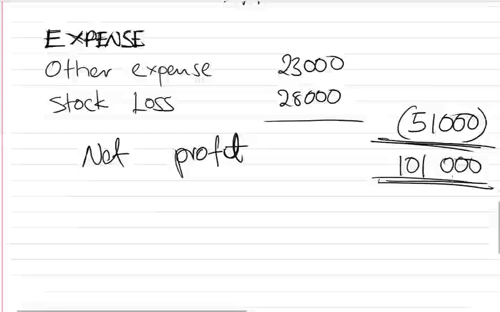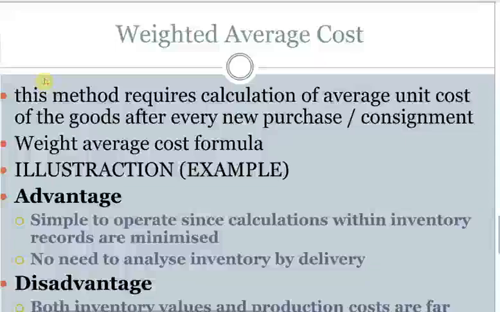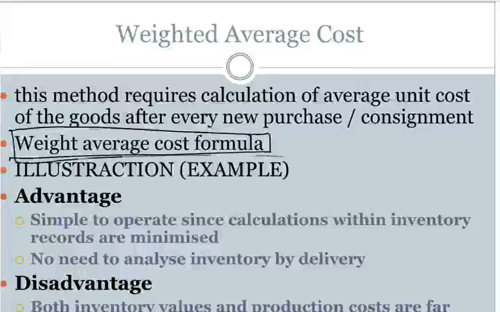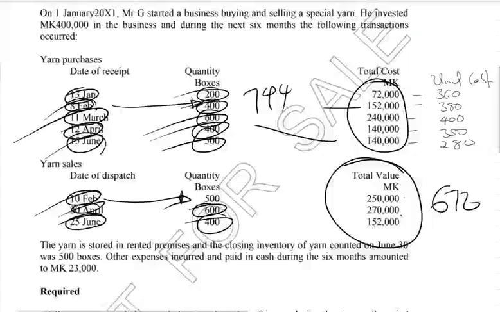So that's to do with that. So let us look at the other, which is weighted average. With weighted average, every time there's a consignment or a new purchase, we'll have to calculate a new weighted average. So how do we calculate the new weighted average? What's the formula of calculating the new weighted average?